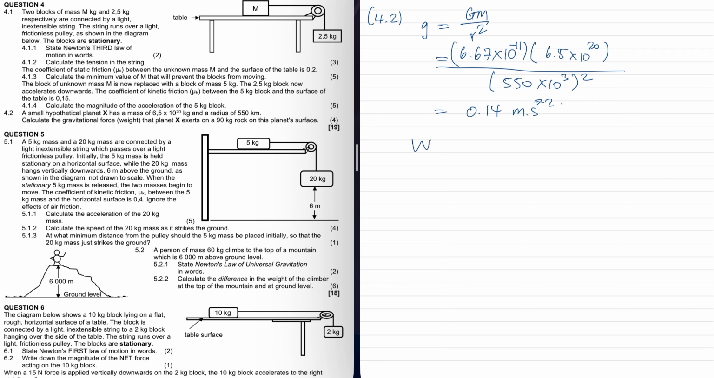So to calculate the weight, it's going to equal mass times gravity. So 90 times 0.14, which is equal to 12.9 newtons.